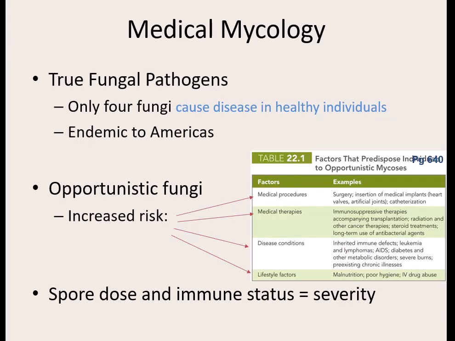We do group the fungal causing diseases into true fungal pathogens and opportunistic fungi. True fungal pathogens, and there's only 4 of them, are going to cause disease even in the healthiest of individuals. So you can be completely healthy and you can still get these. So they're called true fungal pathogens, meaning you don't have to be immunocompromised, you don't have to have some other type of random thing going on. The healthiest person can pick these up. So they're called true pathogens. And the unfortunate thing for us is they are endemic, or naturally found, in the Americas, whether North America or South America.